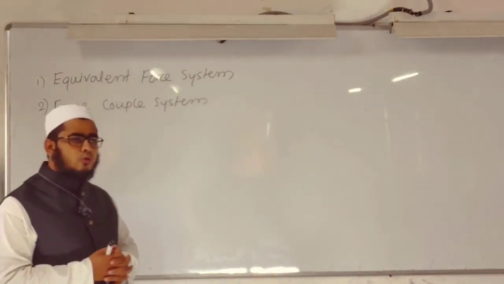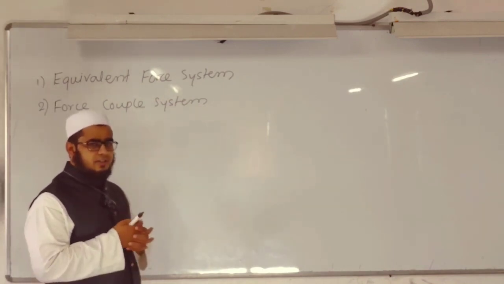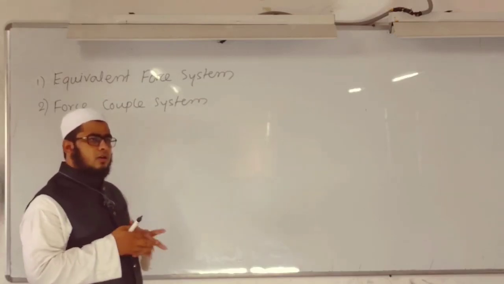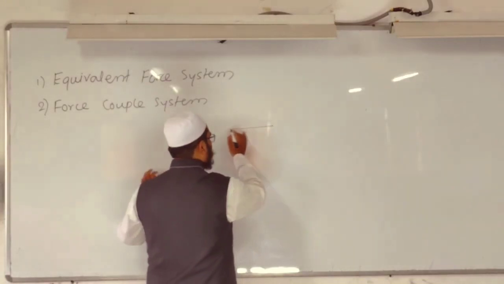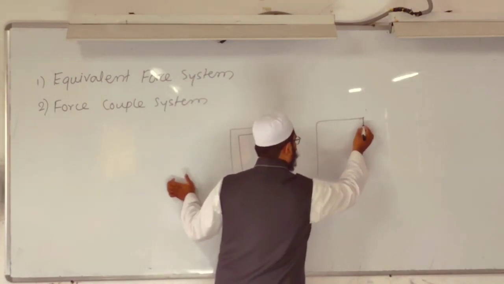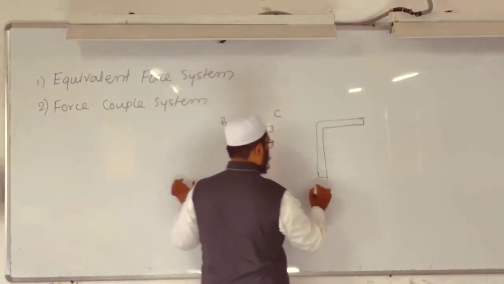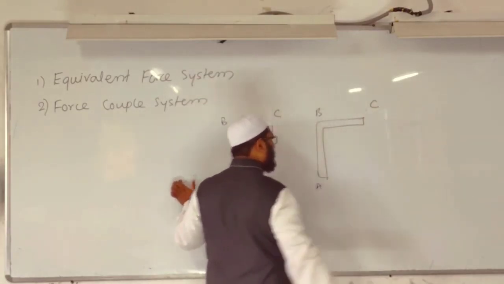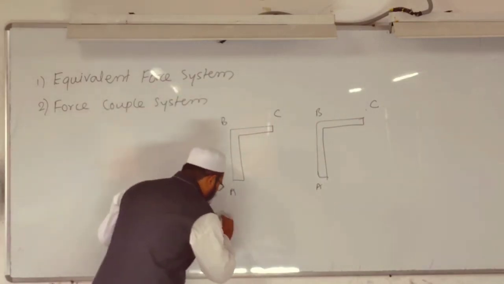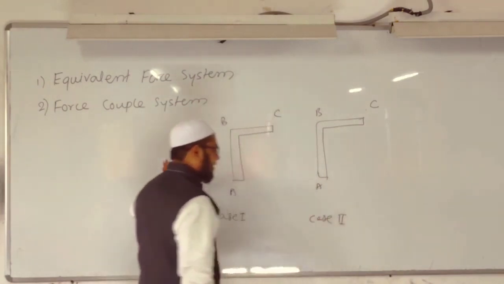Whenever two forces are having the same resultant, assume that there are two force systems acting on the bracket ABC, and in this force system we will consider two cases, case first and case second.